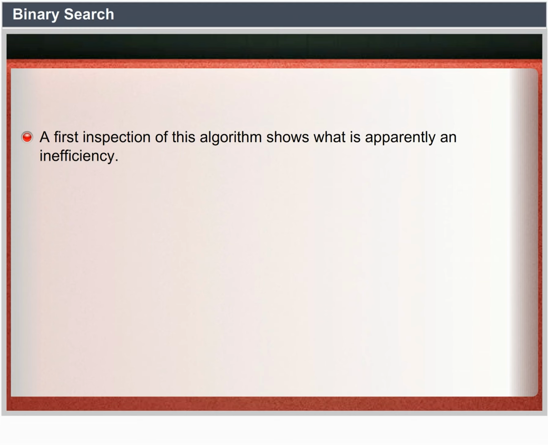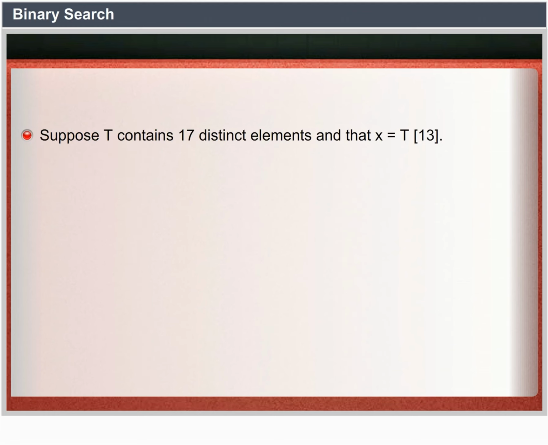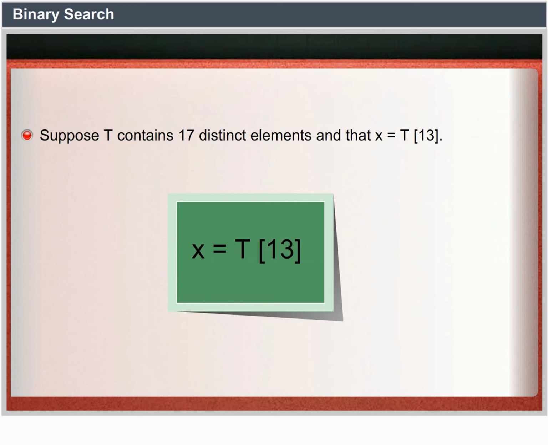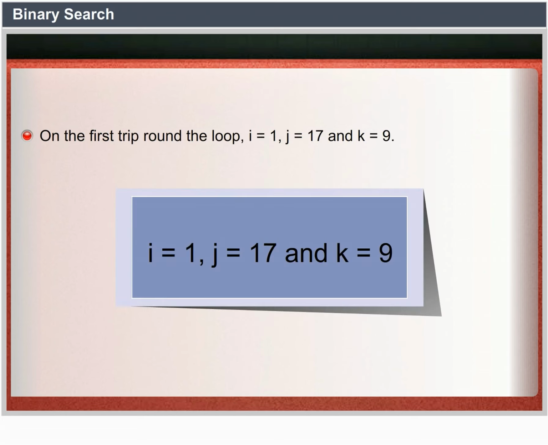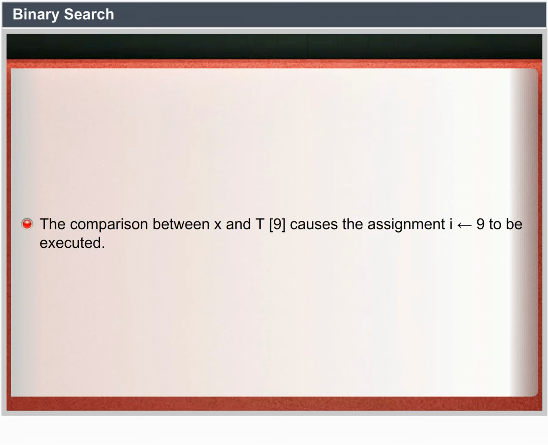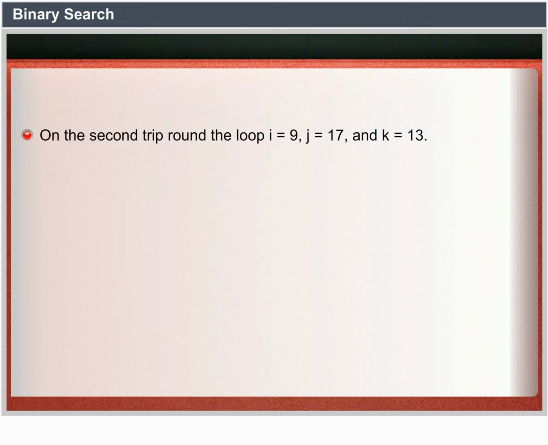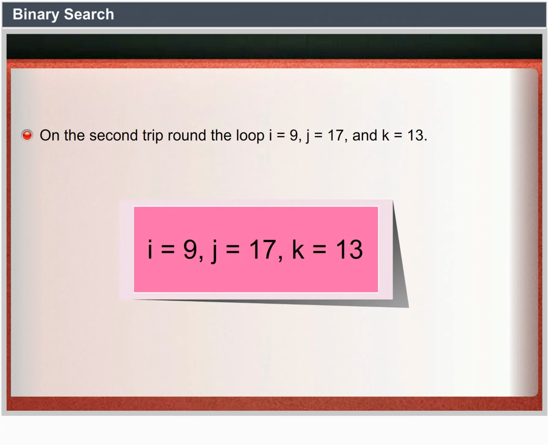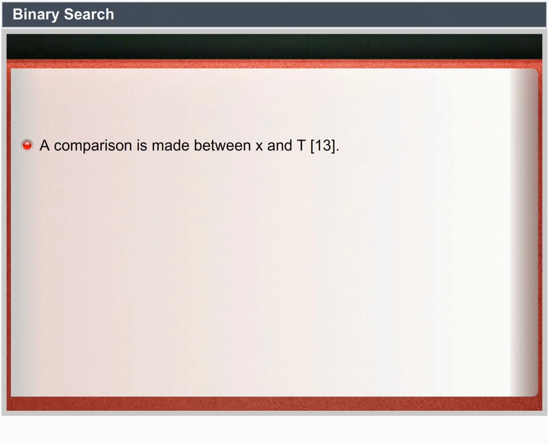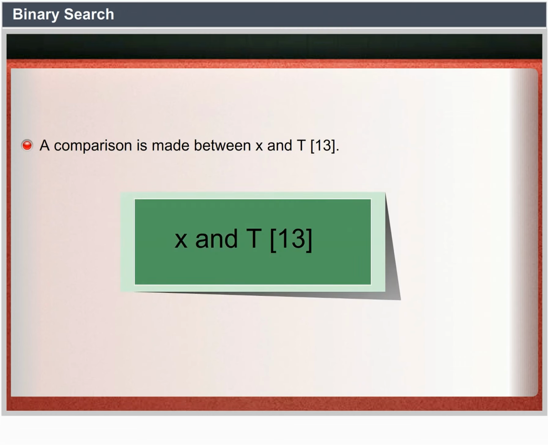A first inspection of this algorithm shows what is apparently an inefficiency. Suppose T contains 17 distinct elements and that x equals T[13]. On the first trip round the loop, i equals 1, j equals 17 and k equals 9. The comparison between x and T[9] causes the assignment i gets 9 to be executed. On the second trip round the loop, i equals 9, j equals 17 and k equals 13. A comparison is made between x and T[13].